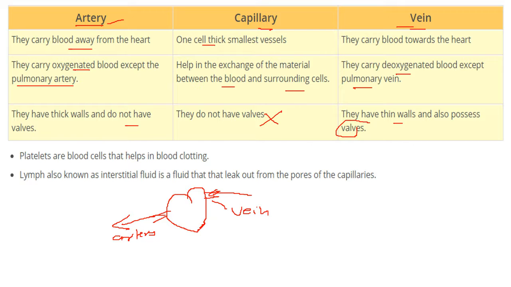So in blood we have seen platelets. Platelets in blood are extremely important for blood clotting. That is, if you have a scar or a wound, the blood would come out. How to stop it? Platelets would stop it. Then lymph, this is also known as interstitial fluid. This is a fluid that leaks out from the pores of the capillaries.